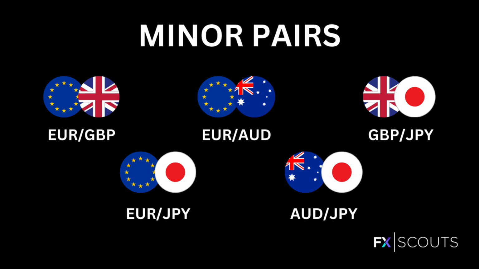These are also known as cross pairs or cross currency pairs because they do not include the US dollar. They involve major currencies apart from the US dollar, and they're really good if you're trying to diversify your portfolio. Common minor currency pairs are the euro to the British pound, the euro to the Australian dollar, pound to the yen, the euro to the yen as well, and then the Australian dollar to the yen.